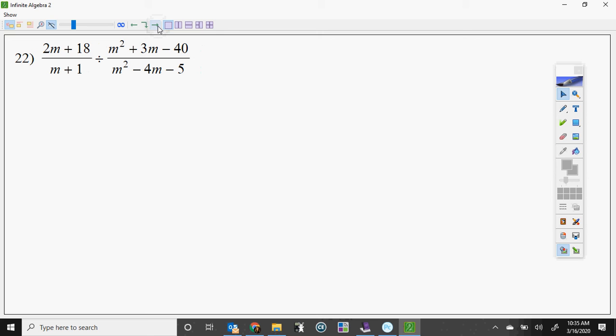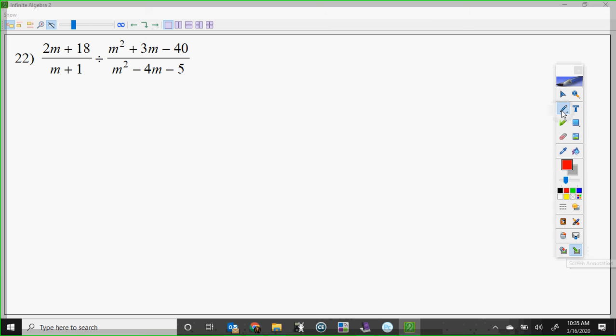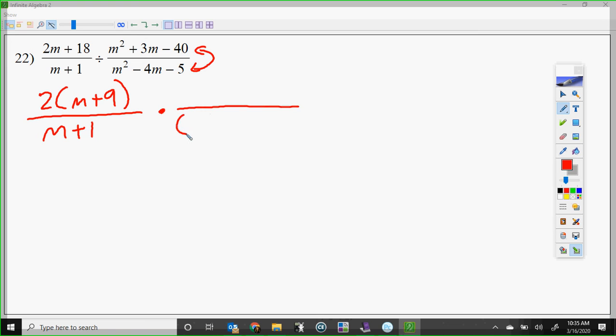All right, we're going to try number 22. So 22 is division. If you remember with division, we have to flip the second fraction. I hear a lot of you talking about the whole keep, change, flip thing. This is where that came into play. So I'm going to factor the first fraction. I'll factor a 2 out, giving me m plus 9. And the bottom is just m plus 1, nothing more I can do with that. I'm going to change that division to multiplication, and then I'm going to flip this fraction. So that m squared plus 3m minus 40, that's going to be on the bottom.